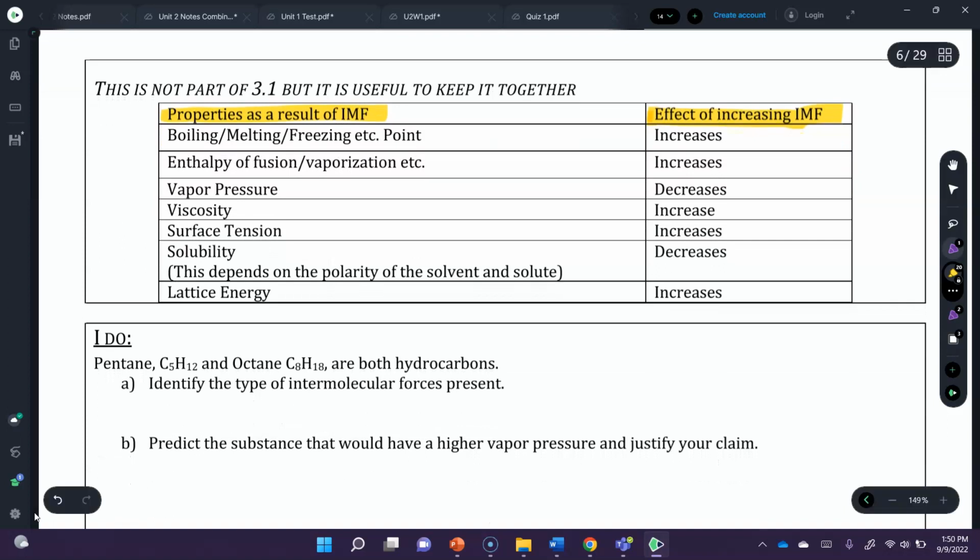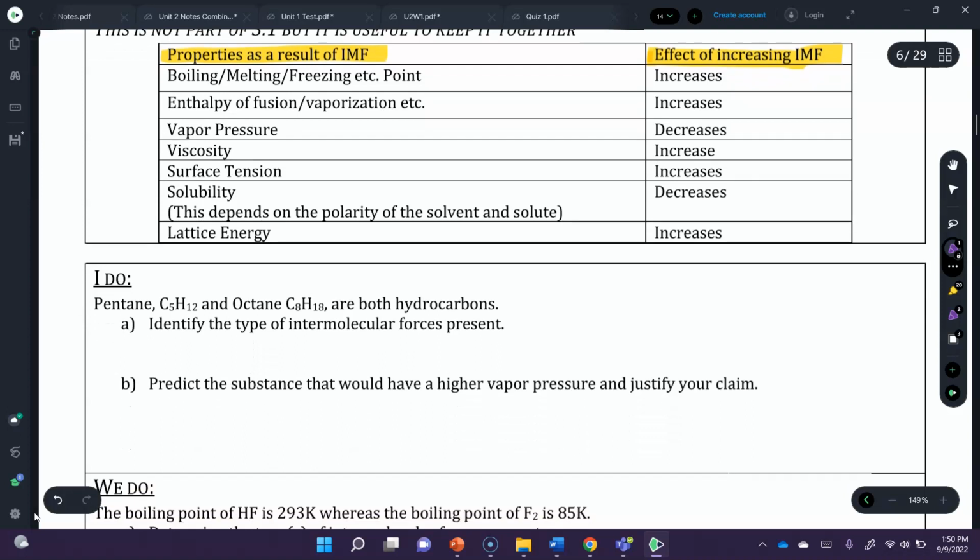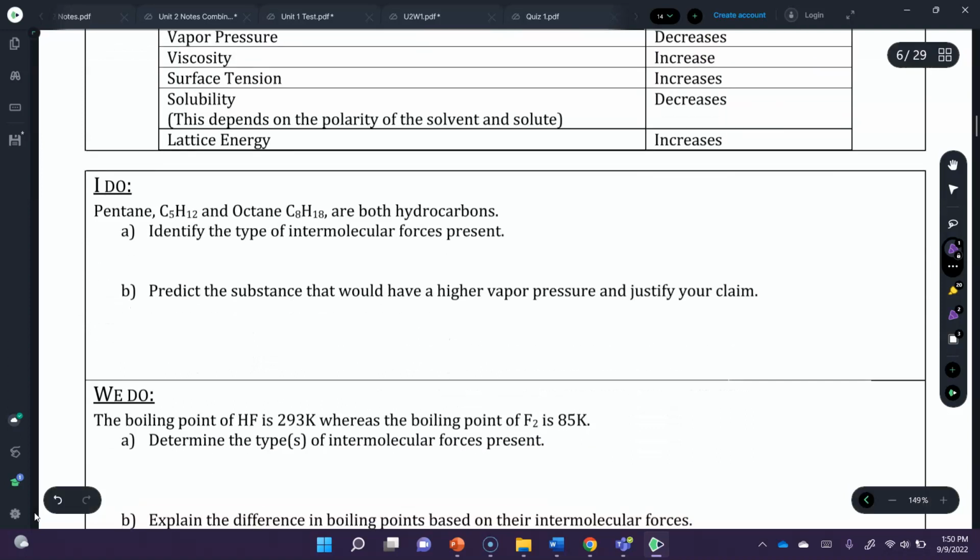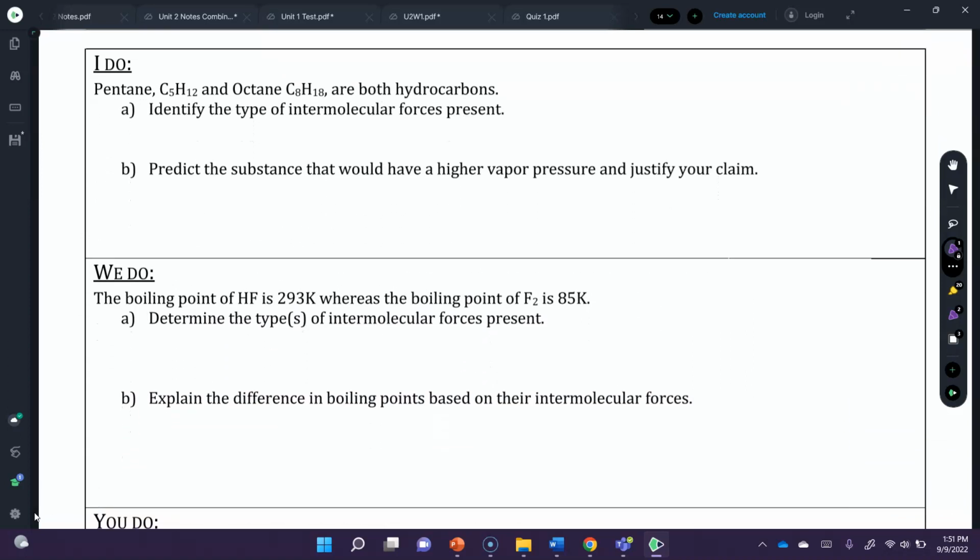You will usually be asked to explain or describe why these happen, and that's actually in these homeworks. And you always want to consider how the attractive force is changing. Okay, so together we're going to do the I do's and the we do's, and then you can do the you do's on your own.